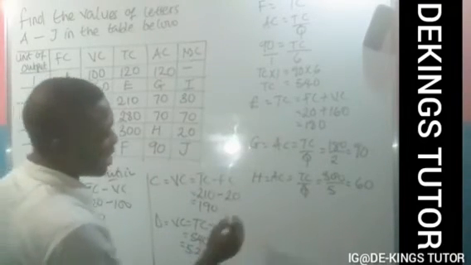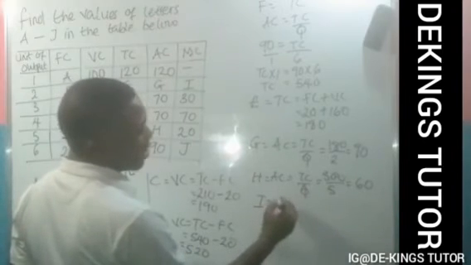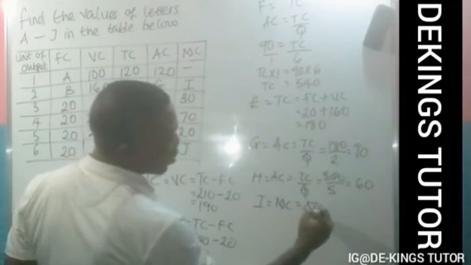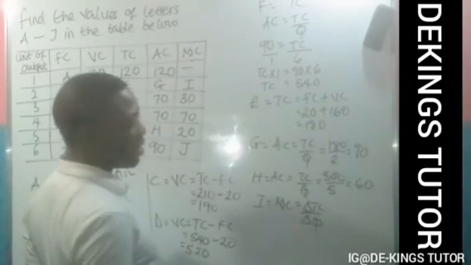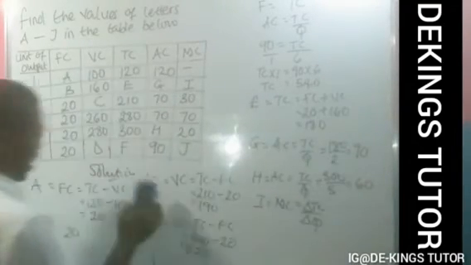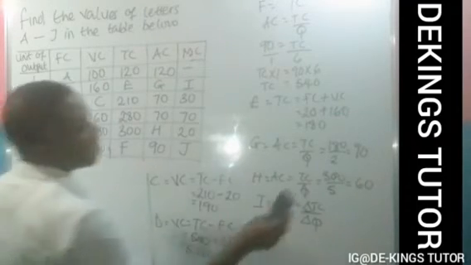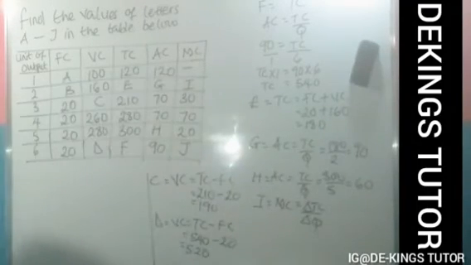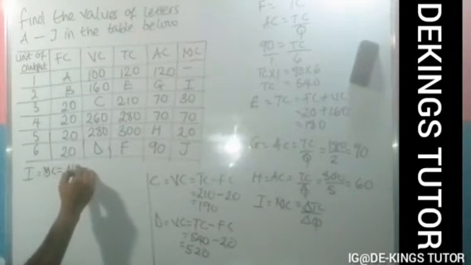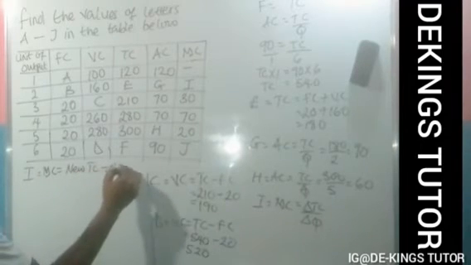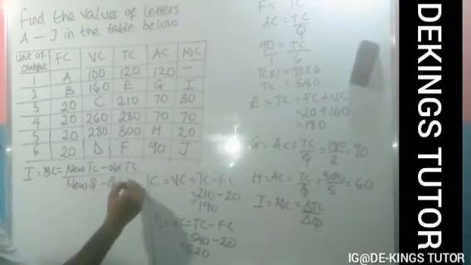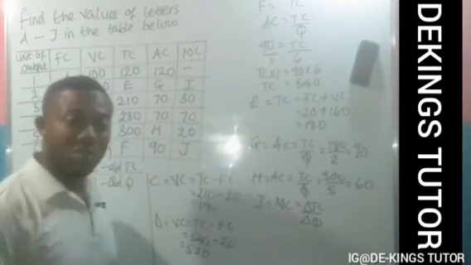In I, we have marginal cost. Our marginal cost is the change in total cost over the change in quantity. That's the new total cost minus the old total cost. So if I clean this part to get my marginal cost for I, it is new total cost minus old total cost, divided by new quantity minus old quantity. That's the marginal cost, the change.